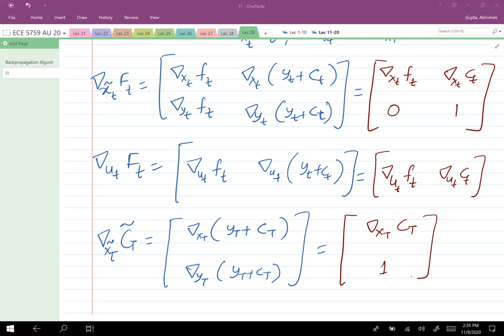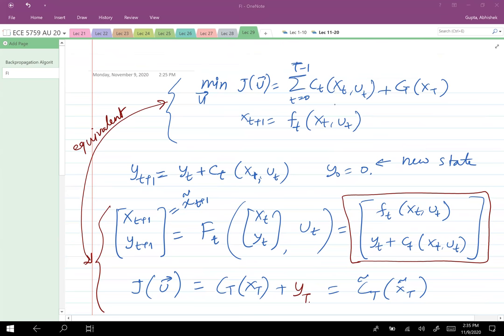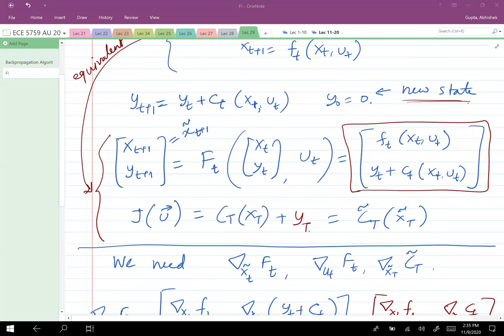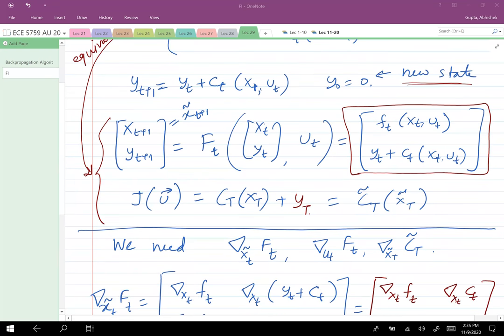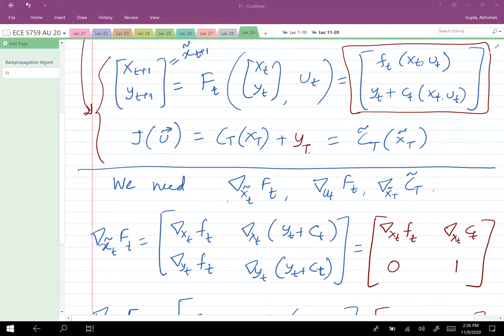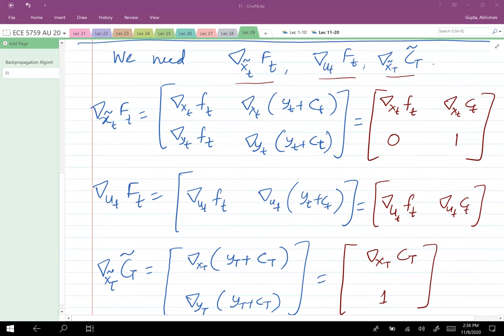Any questions so far? Okay, let's recap what we have done. So we started with a cost function which has a running cost component to it. We augmented the new state. We added a new state to the system. And we came up with a new optimization formulation where there is only a terminal cost. But you have a new state transition function based on this augmented state. And then in order to compute the gradient of J with respect to U, you need to compute these three quantities and these three derivatives, and we have been able to compute that.